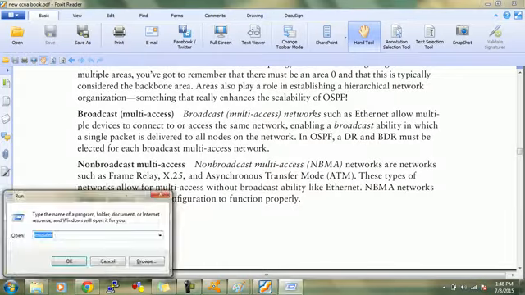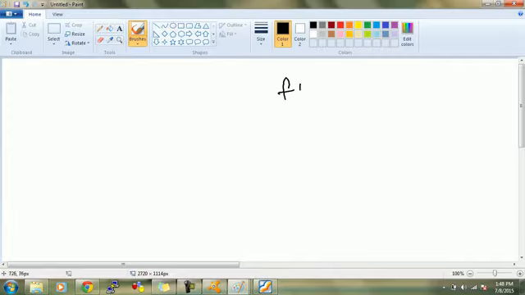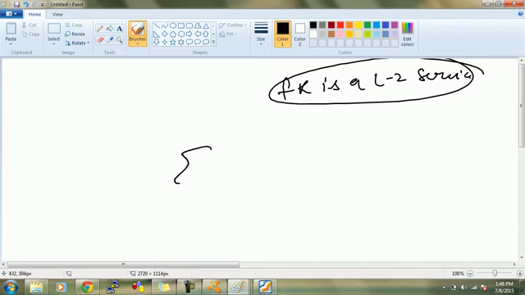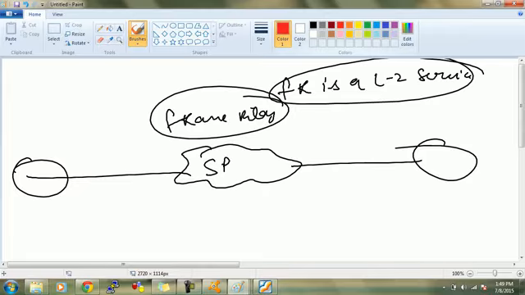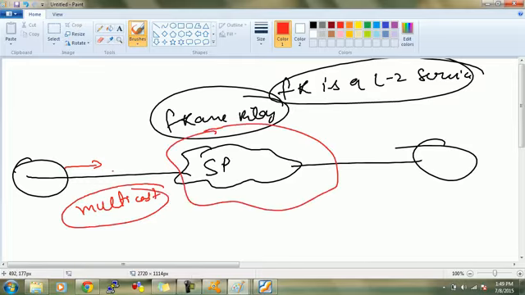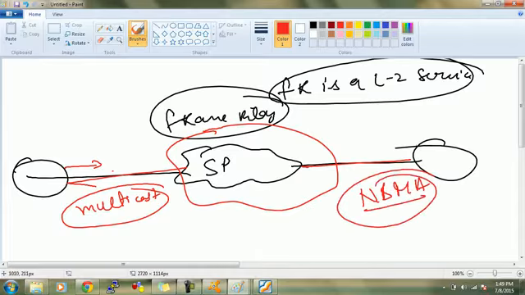What is frame relay? Frame relay is a layer 2 service. See, this is the service provider, he is giving this service to this router. Which service? Frame relay. What is it saying? That this router is not able to send multicast hello through this service provider, because on this media multicast is by default not allowed. So these networks are called NBMA, non-broadcast multi-access networks.